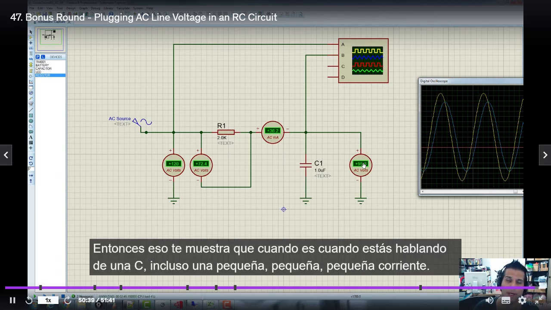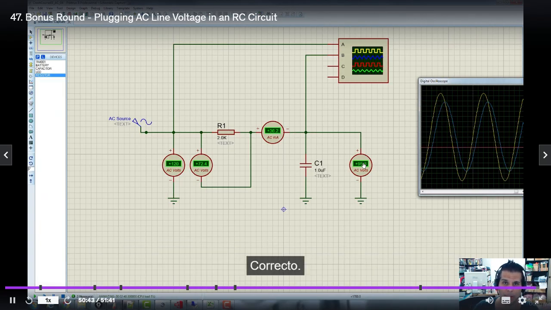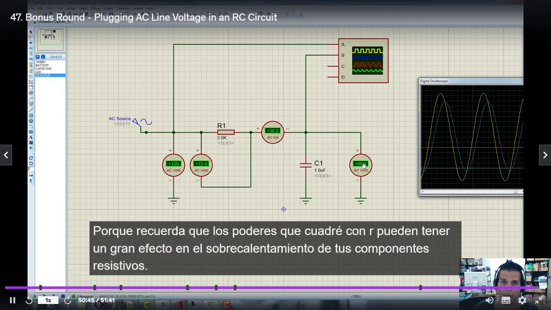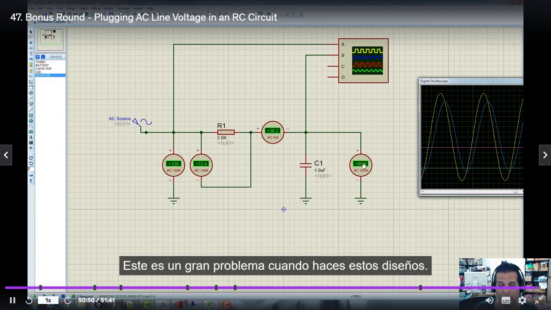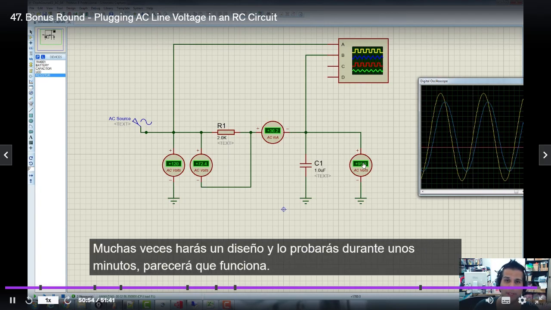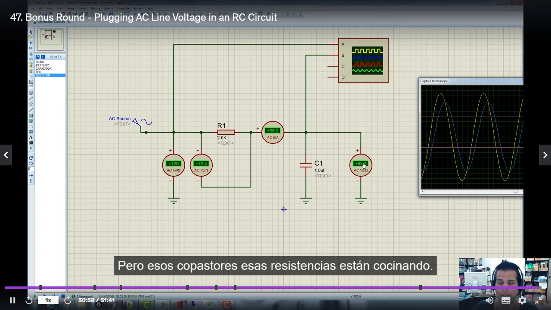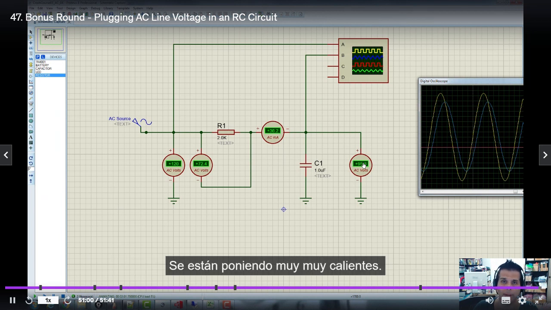So that goes to show you that when you're talking about AC, even a tiny, tiny little current, because remember, power is I squared R, can have a big effect on your resistive components overheating. This is a big problem when you do these designs. A lot of times you'll do a design and you'll test it for a few minutes, it'll seem to work, but those resistors are cooking. They're getting very, very hot.